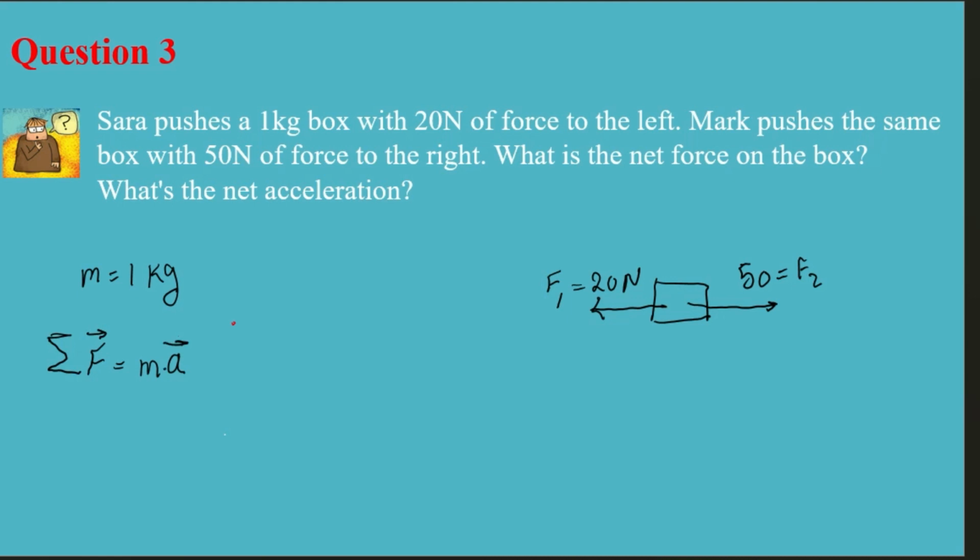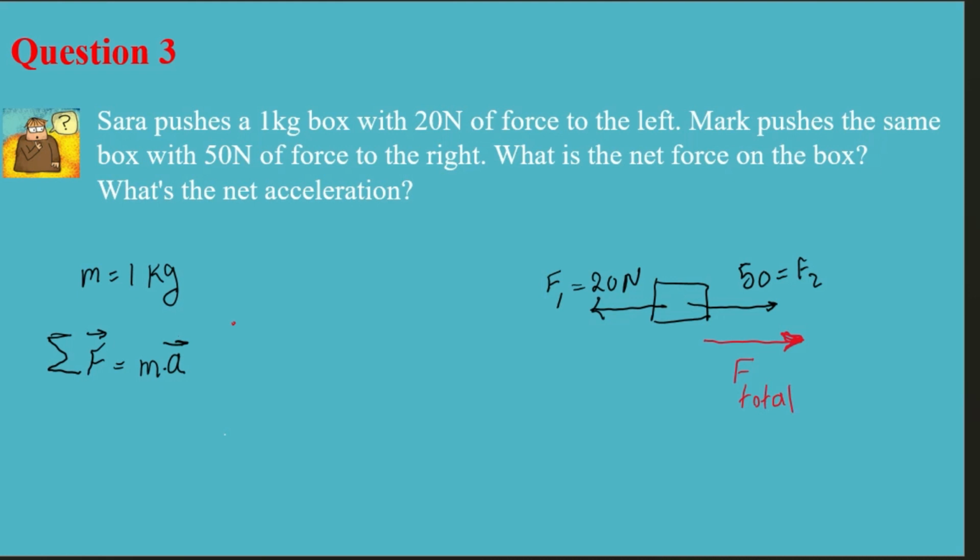Now let's see what I have. On the right side, I have 50 newtons, and on the left side, I have 20. Obviously, 50 is bigger than 20, so at the end, the box is going to move this way, because 50 is bigger than 20. So my total force is going to be to the right. This is the direction of the total force.